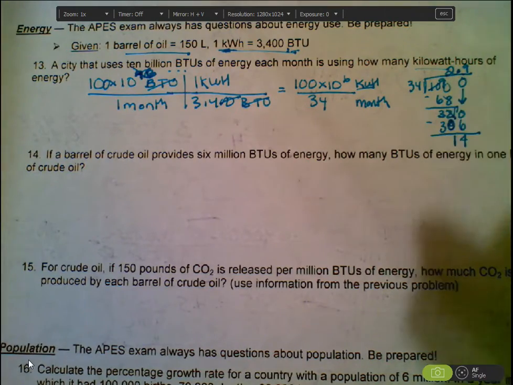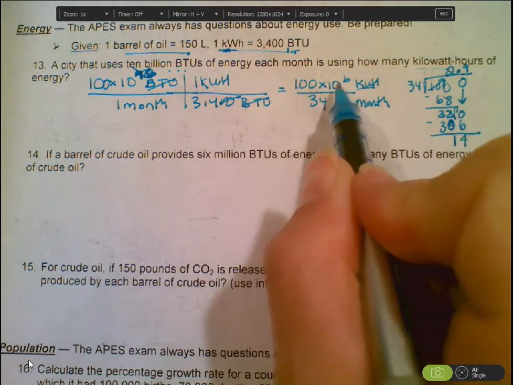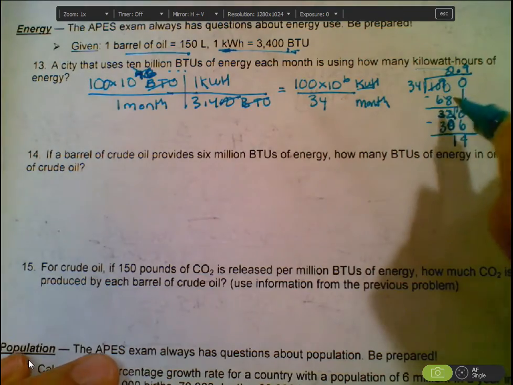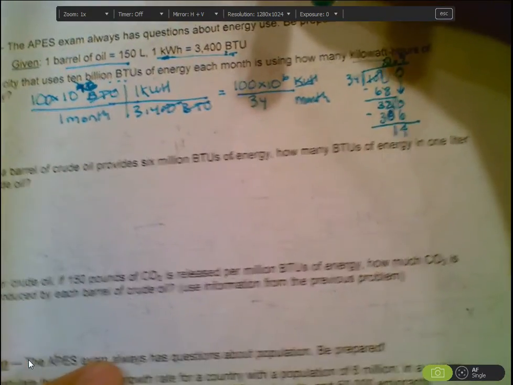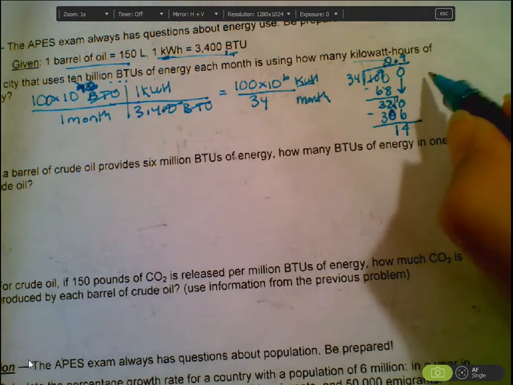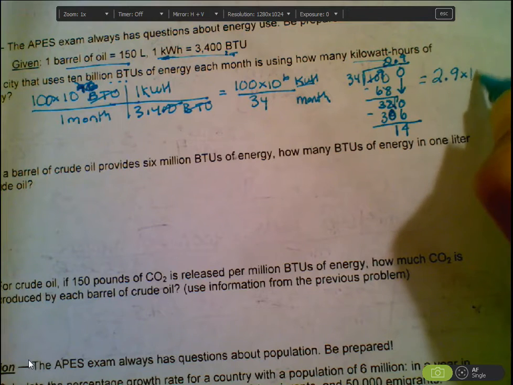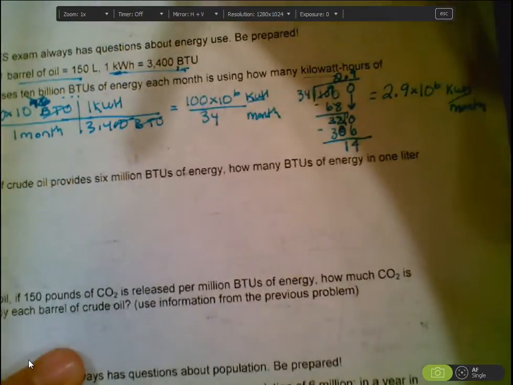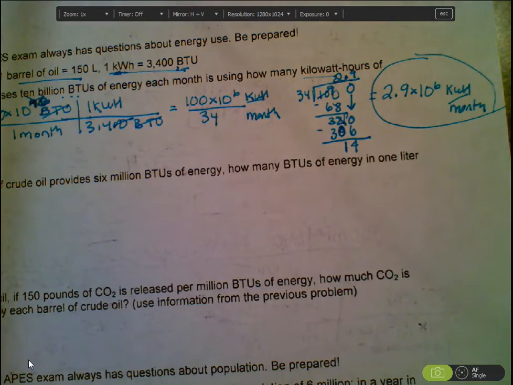So let me look and see what I have. So now I have 100 divided by 34 is 2.9 times 10 to the 6. And by the way, on your math FRQ, you have to put this work in it. So you need to make sure that you're showing your work, you're going to be doing FRQ on lined paper. But your final answer is 2.9 times 10 to the 6 kilowatt hours per month. Give them a nice circle. Circle it, and that'll make your grader happy.